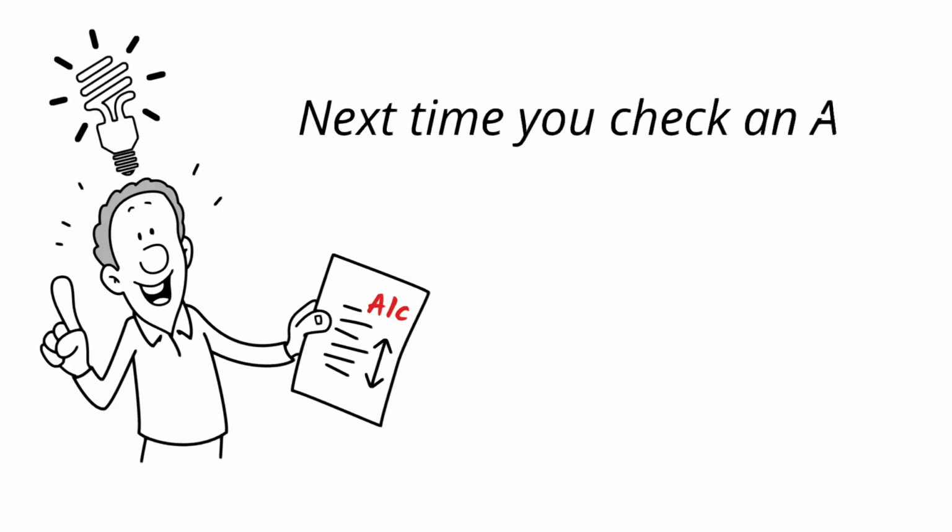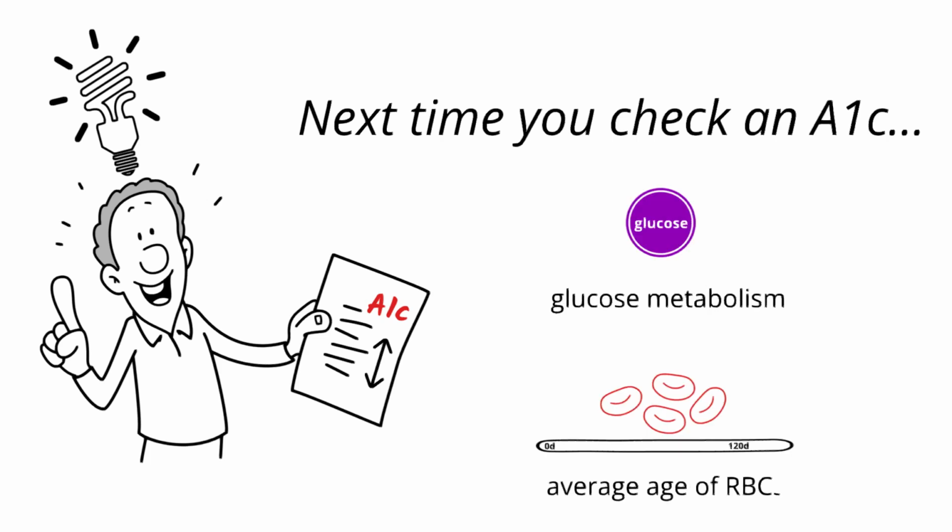So the next time you check an A1C, remember to consider the number and context of both the patient's glucose metabolism and the age of their red blood cell population. We can use our patient's A1C as more than just a window into their blood glucose. If we think critically about what that number means, we might just find another reason that is driving the change in their A1C.